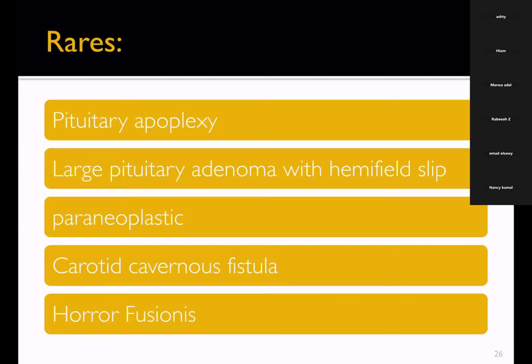Paraneoplastic syndrome can come as double vision or some cranial nerve palsies. Carotid cavernous fistula as well: a history of trauma, or a history of hypertension in an old-age patient, usually presenting with multiple cranial nerve palsies, but it can present with a single cranial nerve palsy with findings like corkscrew vessels in the conjunctiva, some degree of proptosis or hemorrhagic chemosis, which should raise the possibility of carotid cavernous fistula.